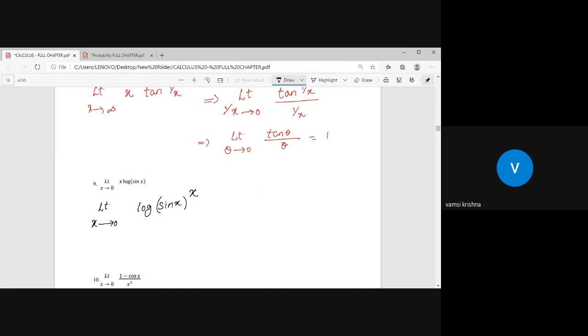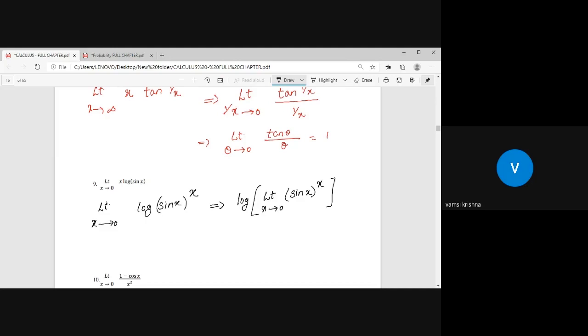Now, logarithm of some value. I want to take that logarithm outside, and this limit is related to x only. I want to take the limit function inside, which implies logarithm of limit x tends to 0 of sin x power x. So you can write it as sin x whole power x, no problem at all.